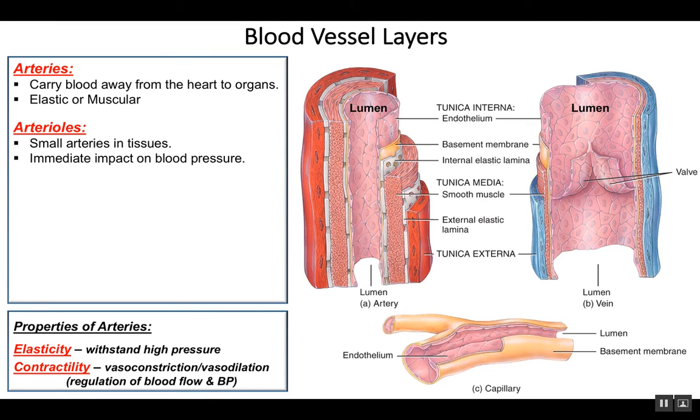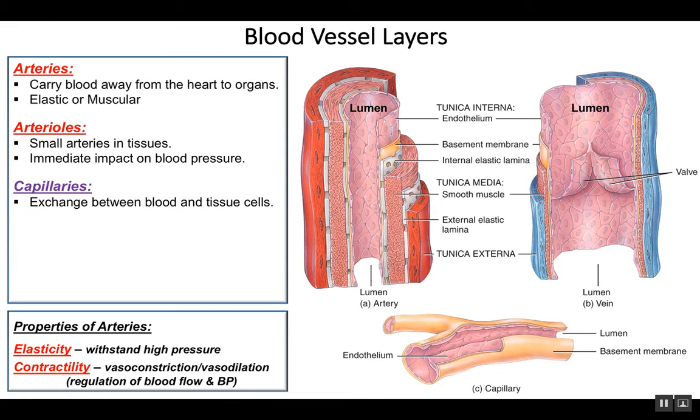Arteries eventually will branch into many arterioles. So these are the smaller arteries found within tissues and organs. And these, although small, have the most dramatic impact on blood pressure because there's just so many of them throughout the entire body. So when your arterioles constrict, that keeps pressure up. When your arterioles dilate, that reduces blood pressure. So arterioles are small arteries but extremely important.